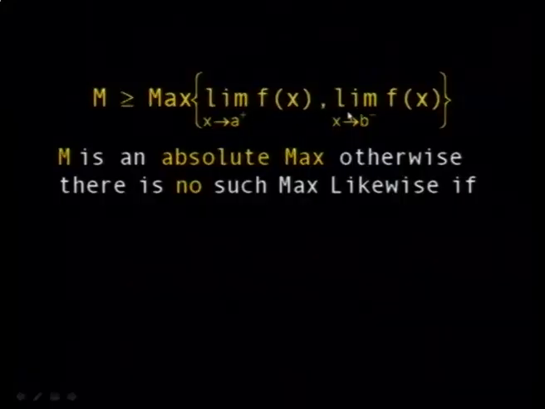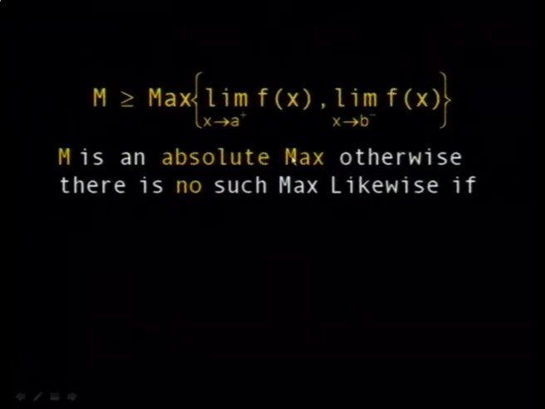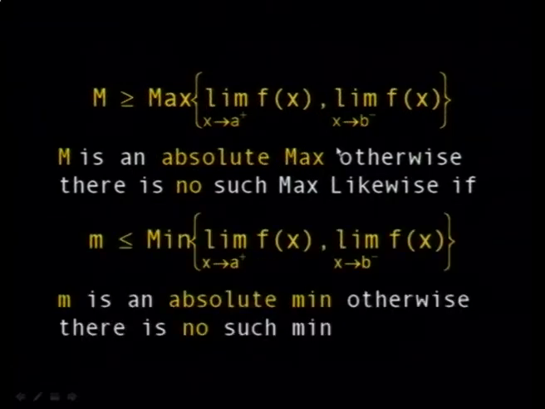So here, what we do is take the maximum of the limit from the right-hand side at A and from the left-hand side at B. If M is the maximum among the local extrema and is greater than these, then of course M is an absolute maximum. Otherwise, the function has no such global maximum, and the same thing holds for the minimum.